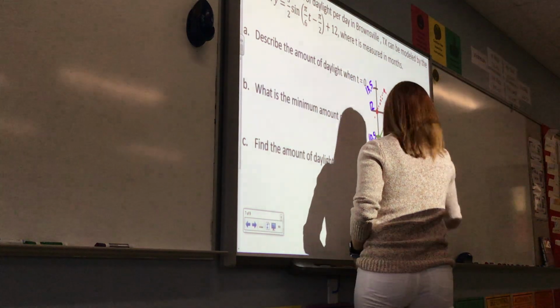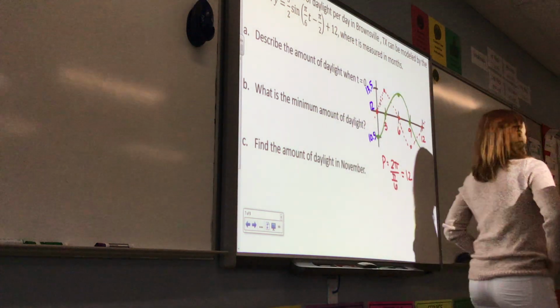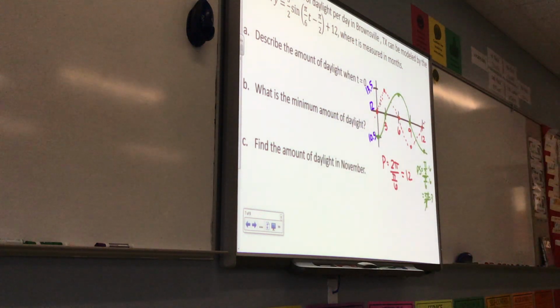And I will do my best with these to make them context appropriate. So reading this, what is the daylight hours per day in this city in Texas. What would the 0 and 12 represent? What month would that be?